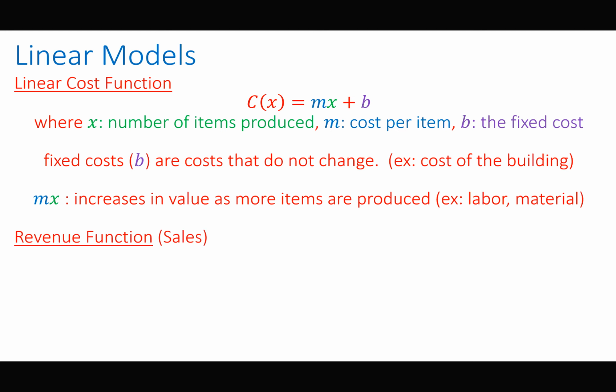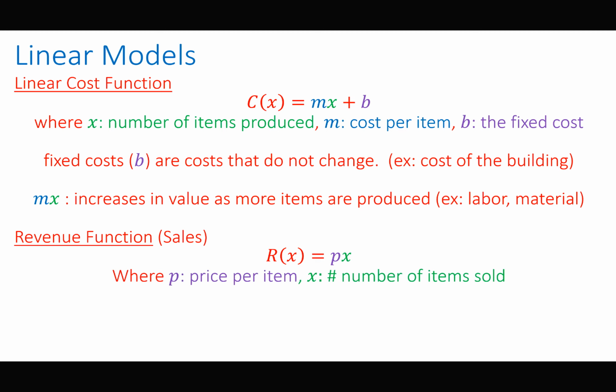Okay. We can talk about a revenue function. So sales, if I sell something, I earn revenue from that. So revenue as capital R of X, we can write as the function P times X, where P is the price of that unit and X is the number of items sold. So if I sell 5 items at $10, I know my revenue is $50. So it's pretty straightforward, but this is just a simple revenue function.